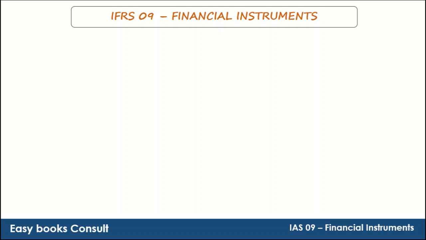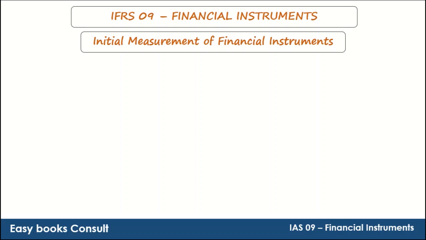Now we should talk about the measurement of the financial assets and liabilities. As we are now clear that the measurement of the financial assets and liabilities depends on the classification of the assets and liabilities. At initial recognition, an entity shall measure a financial asset or liability at its fair value plus or minus the transaction costs that are directly attributable to the acquisition or issue of the financial asset or liability, and in the case of a financial asset or financial liability not at fair value through profit and loss.